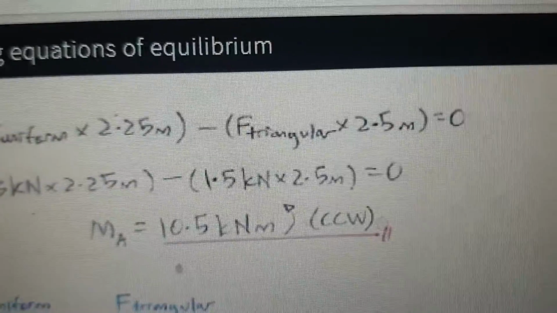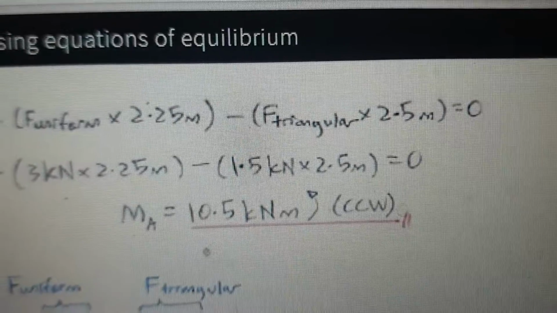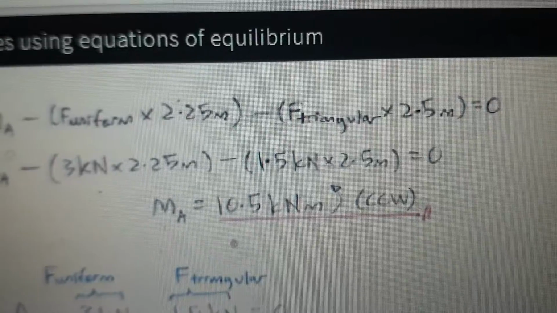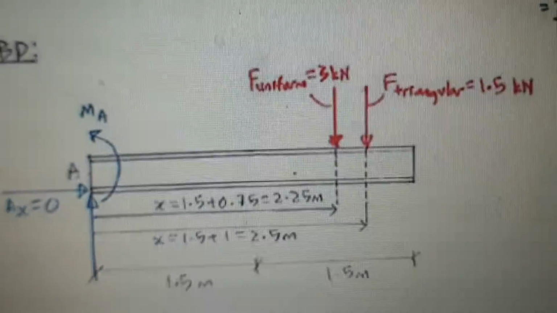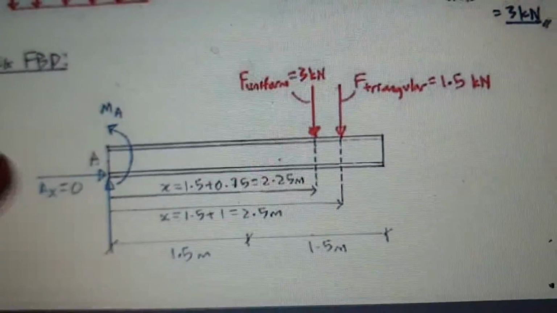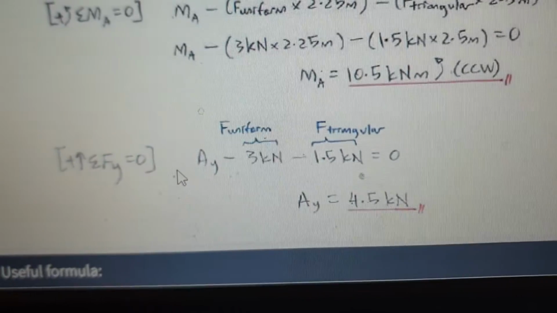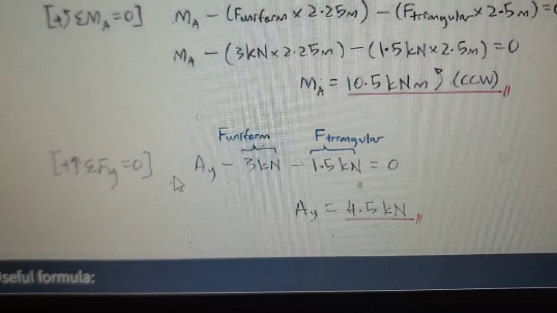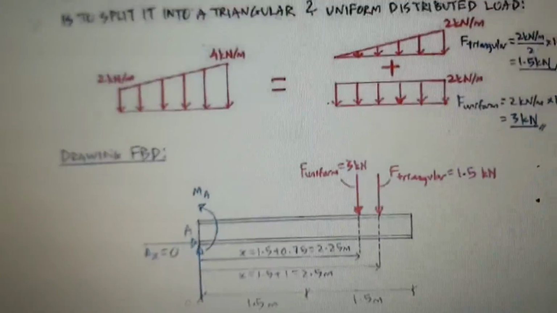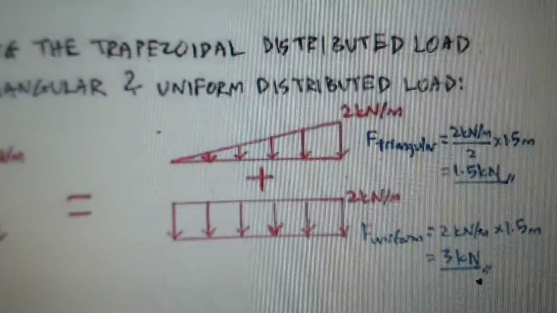You'll get the moment 10.5 kilonewton meter. The moment units, be careful, it is kilonewton meter. It's not like the reaction. So we found the moment 10.5 kilonewton meter. Now let's do summation of force at y equal to 0. We have 3 and 1.5 going down, so it's going to be 4.5 up. So summation of force at y equal to 0, this is 4.5 kilonewton up, and that's AY. That's it. Very simple. We made this look like a rectangle and a triangle. Hopefully this will help.